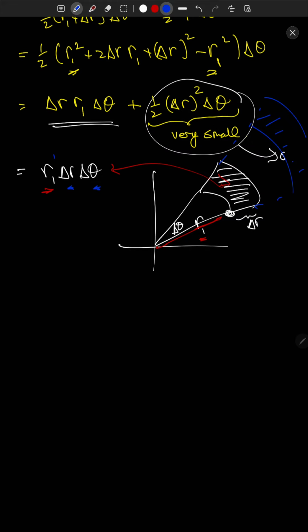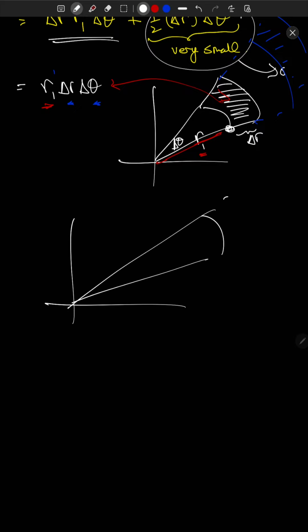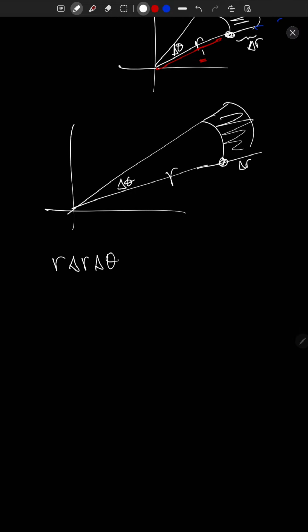So in general, if I just use the distance r, if I'm looking at the wedge a distance r from the origin, then the formula is going to be r delta theta.